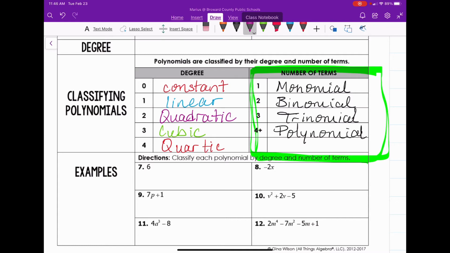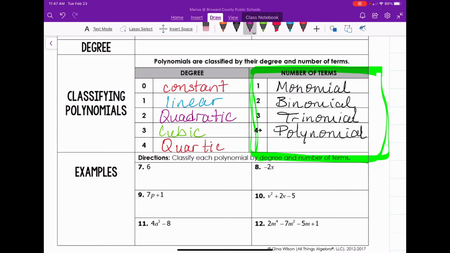Linear means that it's to the first power. Quadratic means that it has an exponent or a degree of 2. Cubic means that the largest exponent is 3, and quartic is the largest exponent is 4, and so forth, okay? Now, the number of terms is another way to classify. So you classify polynomials 2 different ways, by the terms and by the degree, okay? So let's go ahead and jump on in.